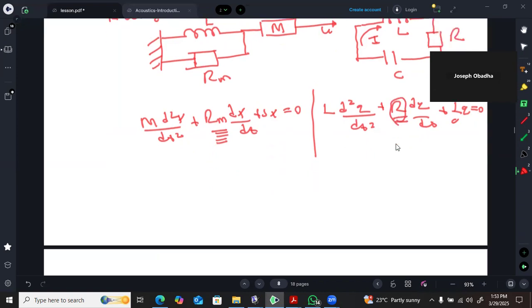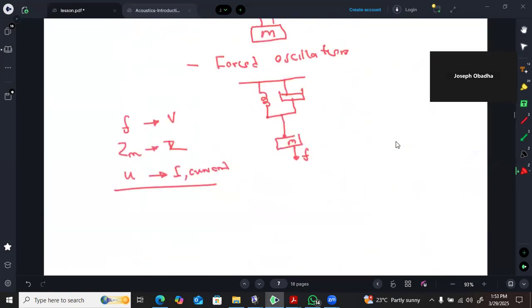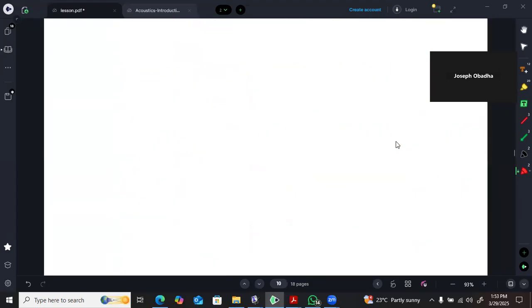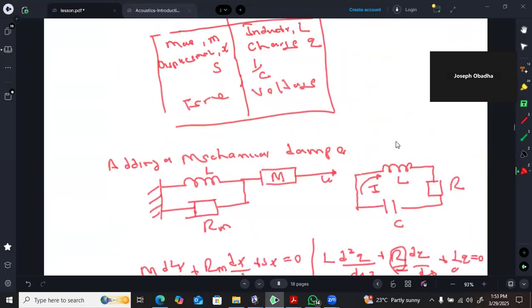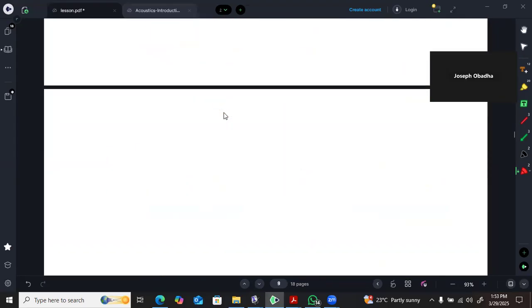So you can continue building our analogy, because now we can see that in the table that we had drawn, we can have Rm corresponding to R in the electrical circuit. And the remaining one, we can have the circuit which is driven or forced, so that we add the source.